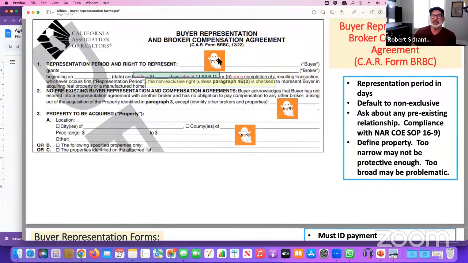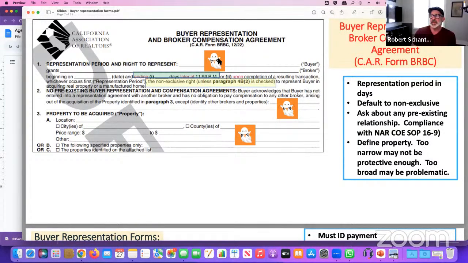Section 3 defines the property. You could be narrow, but it might not protect you, and you could be broad, and you could end up with problems. So 3A gives you a location. It even gives cities, counties and price ranges. Section B is the following specified properties only, or C, the properties identified on the attached list. So what would too narrow and too broad be?